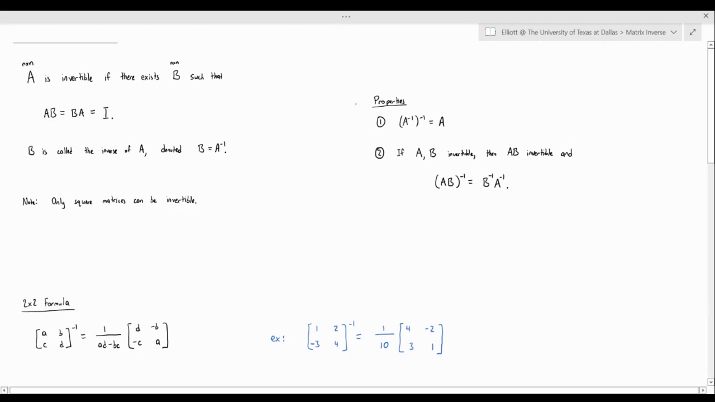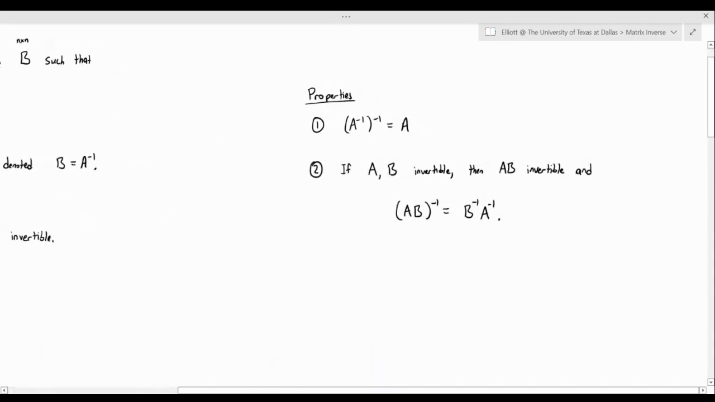And here I wrote down just a few properties of matrix inverse. The first property is that the inverse of A inverse is equal to A. Here's another property: if A and B are invertible matrices, then their product A times B is also invertible. This is assuming A and B are the same size so that the product is defined. And we also have the formula that the inverse of AB is equal to B inverse times A inverse.